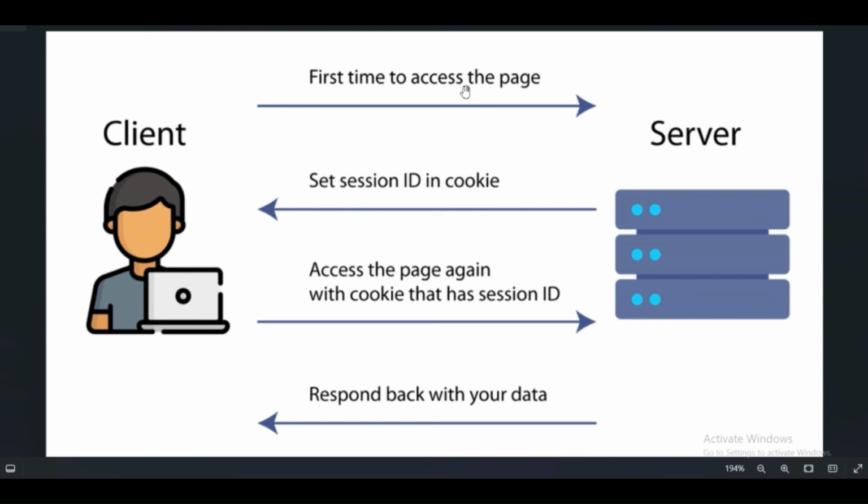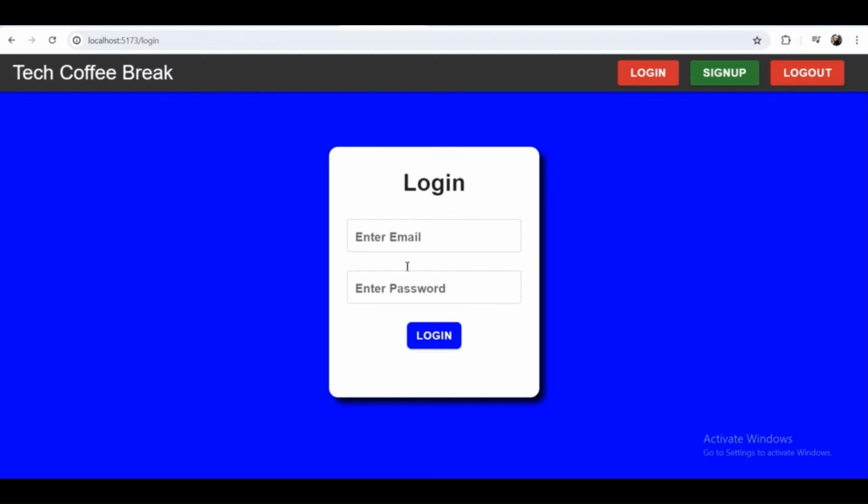So, the first time we access the page, as you can see, it will create a session, and the session will create a session ID and store the session ID in the form of a cookie. And we can access the user information from the session on the server side and from the cookies on the client side. Let me show you the MongoDB Atlas.